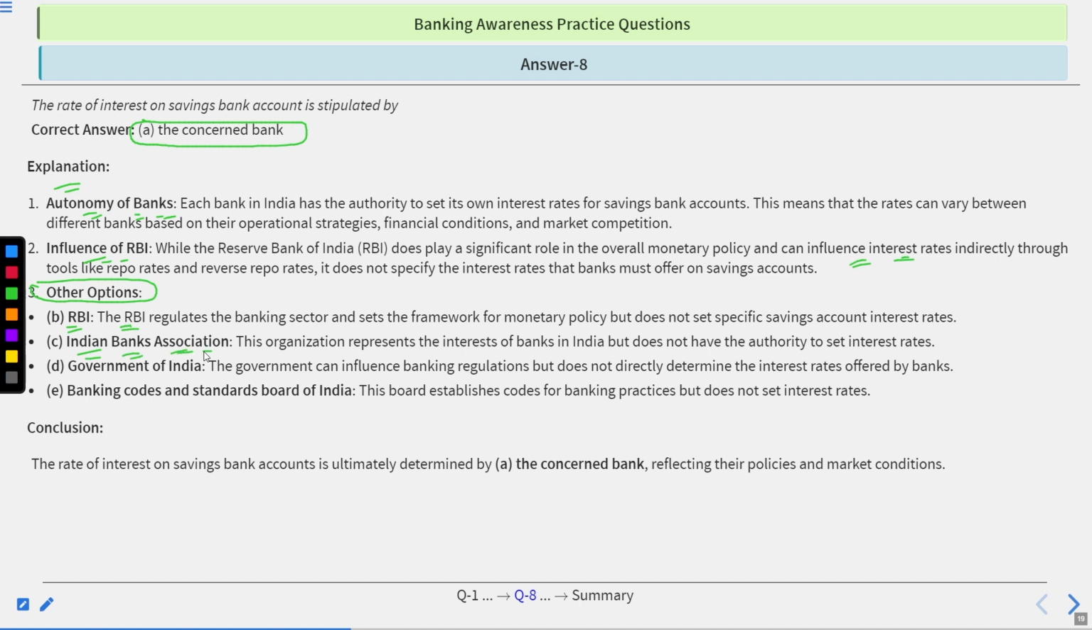Indian Banks Association. This organization represents the interest of banks in India but does not have the authority to set interest rates. Government of India. The government could influence banking regulation but does not directly determine the interest rate offered by the banks. Banking Codes and Standards Board of India. This board establishes codes for banking practices but does not set interest rates. Conclusion of this. The rate of interest on savings bank account is ultimately determined by the concerned bank, reflecting their policies and the market conditions.